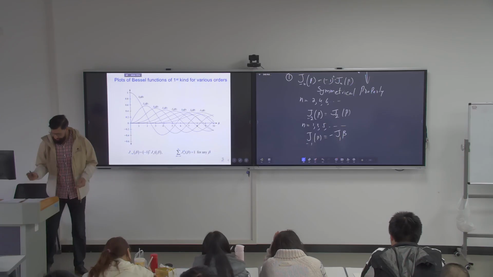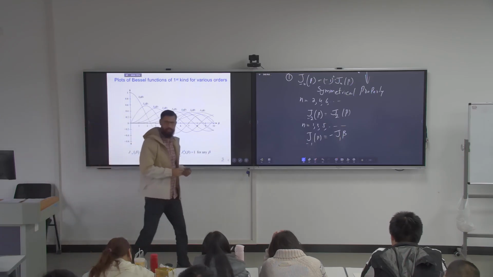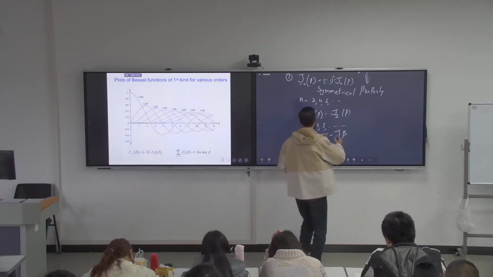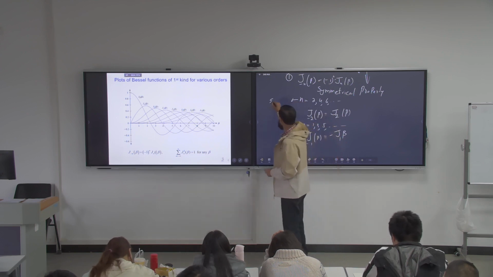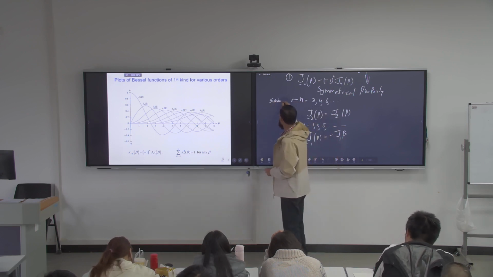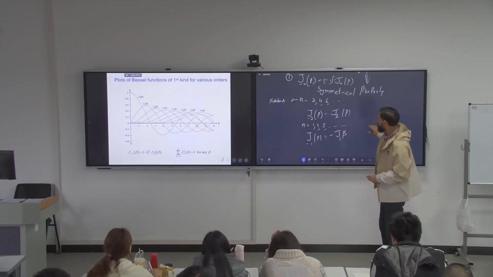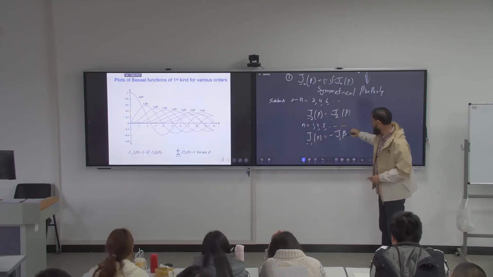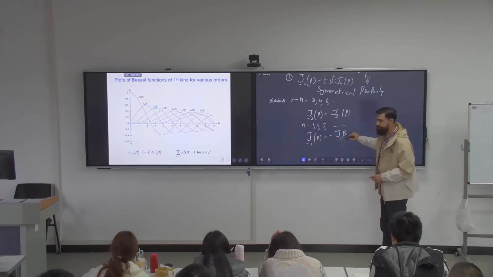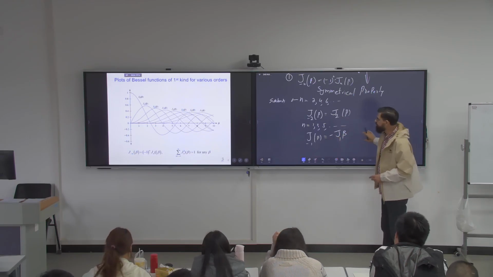What are ends? Ends are the side bands. These are ends. We already defined these are the side bands. So this is the symmetrical property. See here, if I'm putting an even number, I'm getting this, and if I'm putting an odd number, I'm getting this. So this is the symmetrical property.